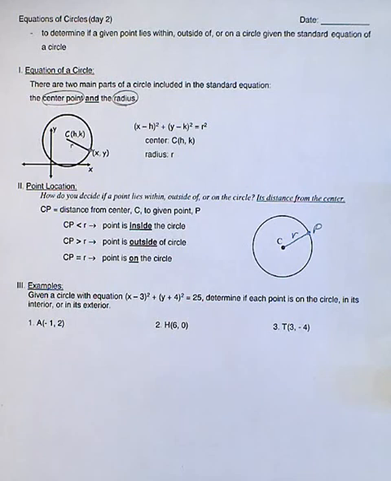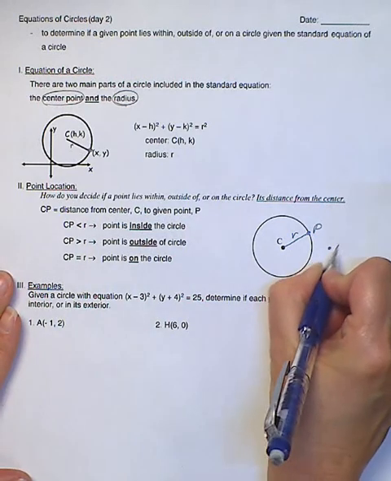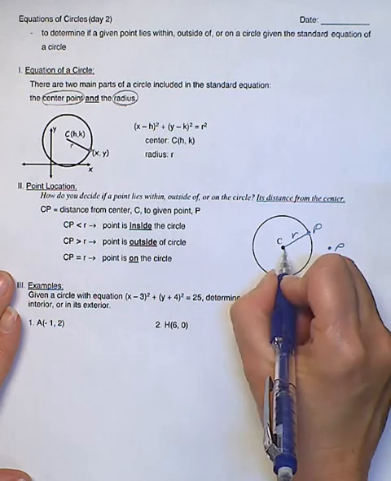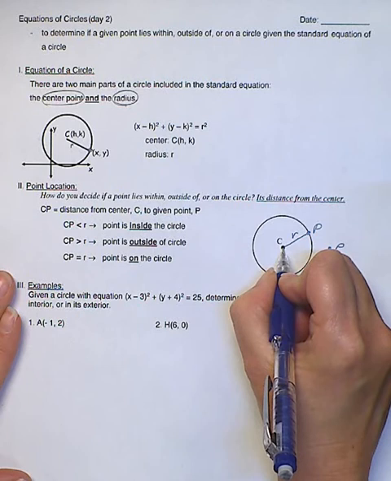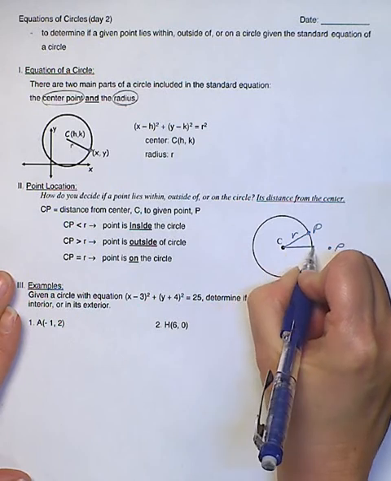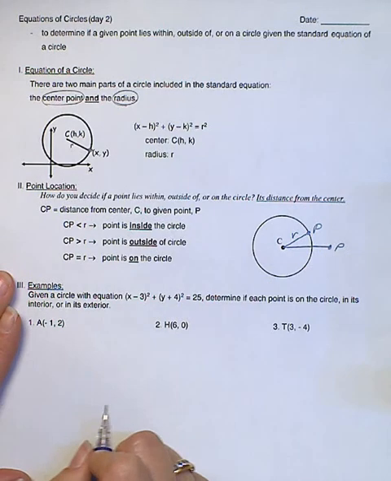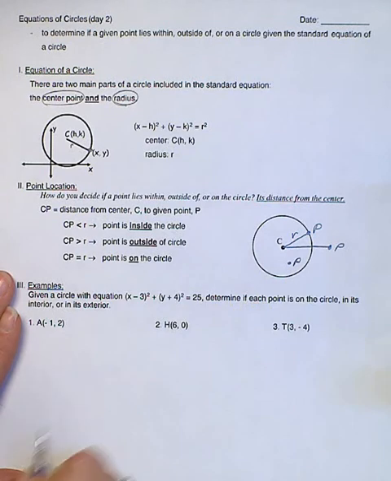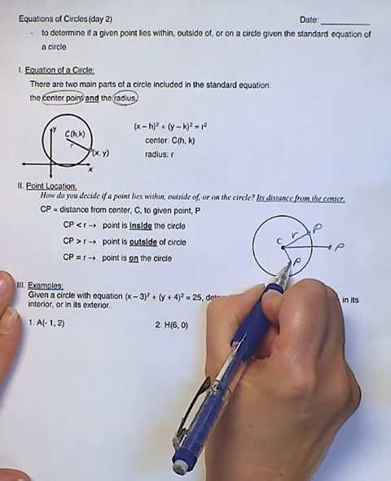But what happens if it lands outside the circle? If it lands outside the circle, then the distance from the center to our questionable point is going to be the radius and more. So it's going to end up being more than the length of the radius. And what if our point in question is inside the circle? Then the distance from the center to the point doesn't even make it to the radius.